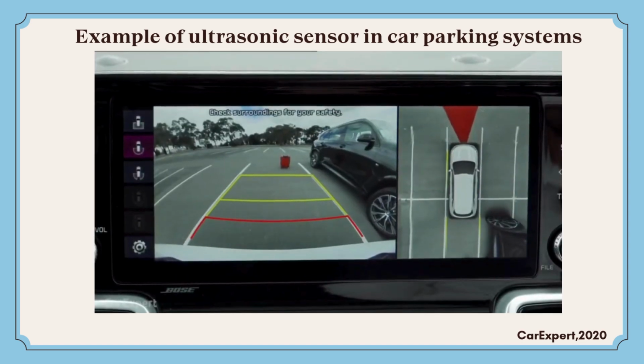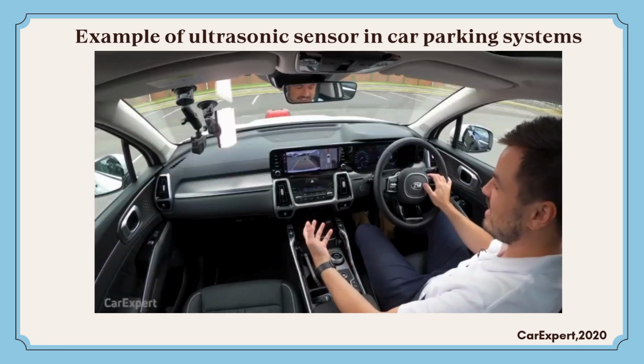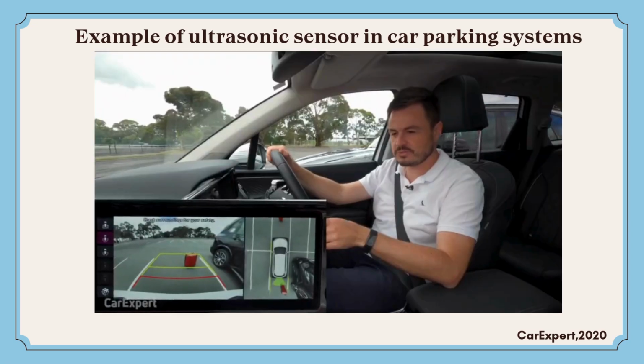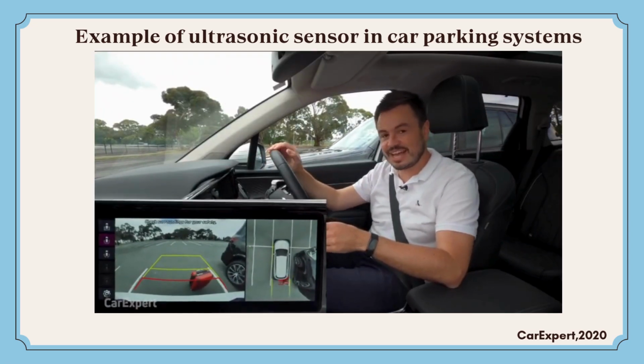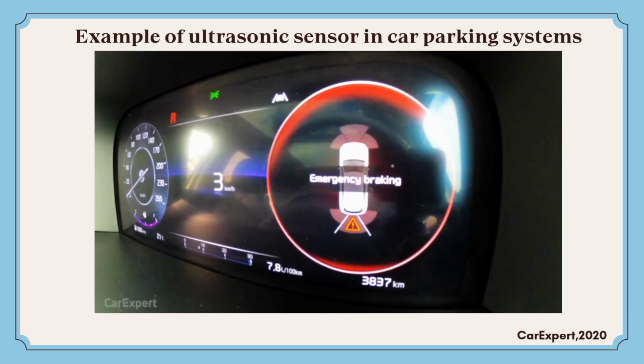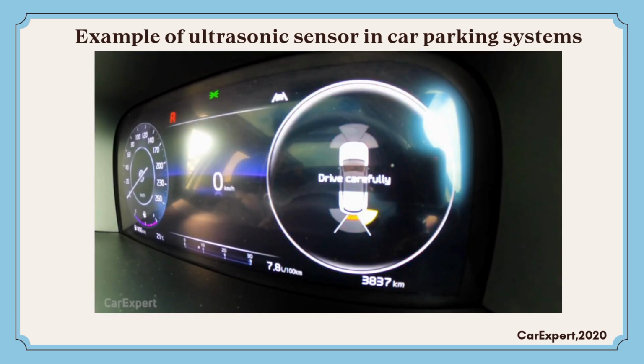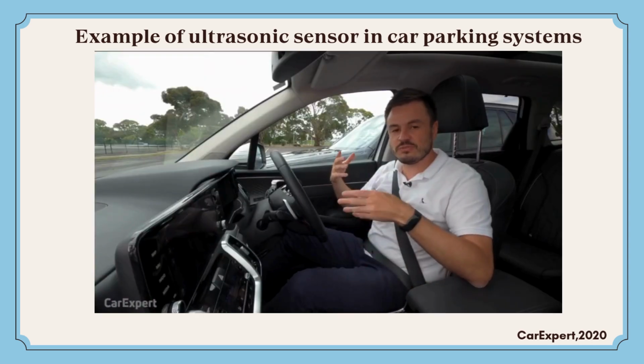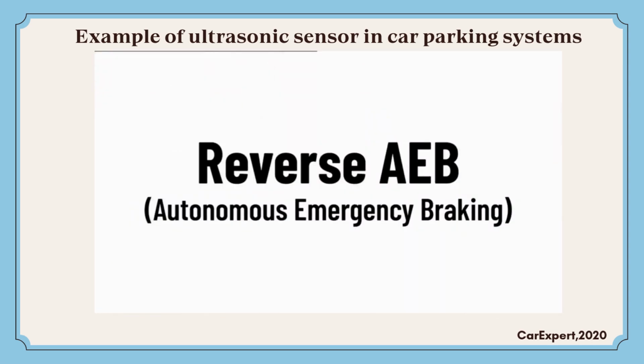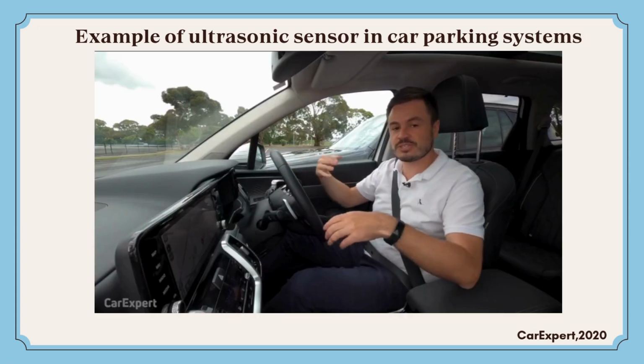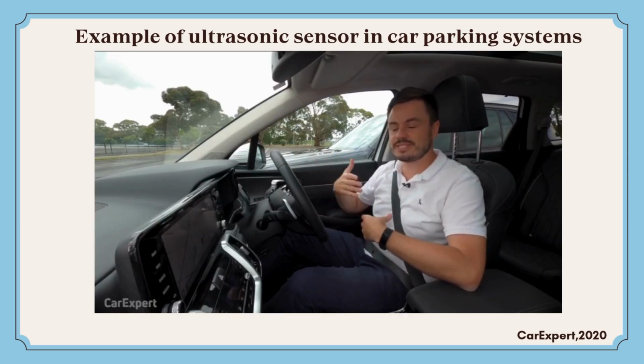It looks like someone's put a suitcase in the way. These work in the same way, but in reverse. Let's see what happens as we approach it. Okay, the car has just slammed the brakes on. It's come up saying emergency braking. Now, the reason it's done that is because this car has reverse AEB. So it works the same as AEB does going forwards. It stops the car if you don't, as you're about to hit something.